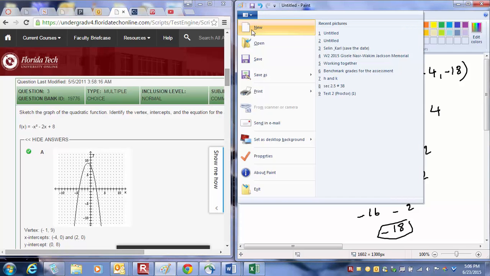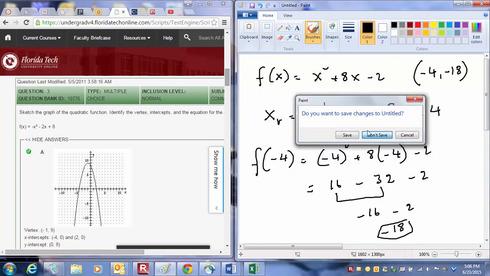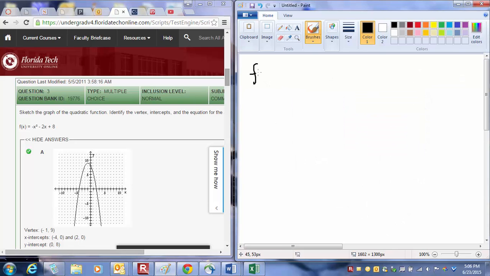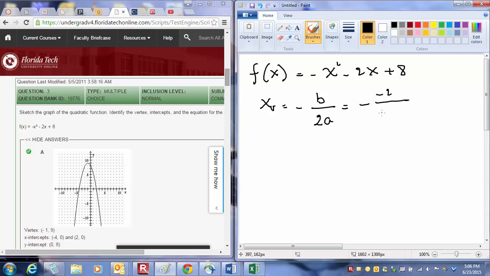quadratic function. So here is how we sketch the graph of the given function, which is f of x equals negative x squared minus 2x plus 8. So we can find the vertex. Let's find the vertex in this case. So x of the vertex is equal to negative b over 2a. Negative b is negative 2, 2a, a is negative 1. Now we have 3 negatives, so the answer should be negative, and 2 over 2 is 1. So x is negative 1.